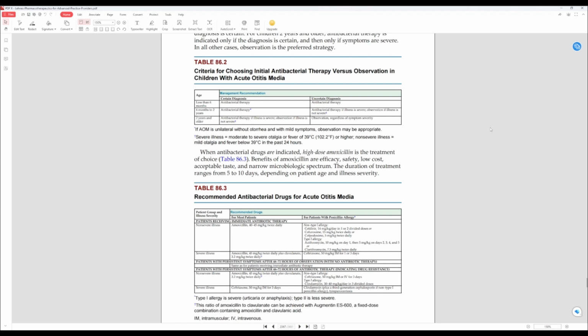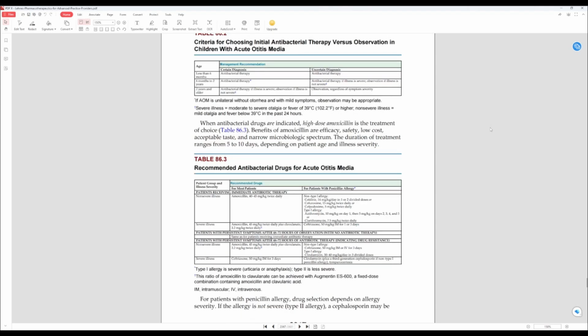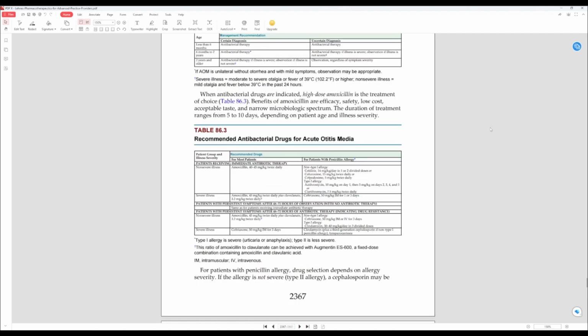When antibacterial drugs are indicated, high-dose amoxicillin is the treatment of choice. Benefits of amoxicillin are efficacy, safety, low cost, acceptable taste, and a narrow microbiologic spectrum. The duration of treatment ranges anywhere between 5 to 10 days, depending on the patient's age and the illness severity. So again, here's another good spot to hit pause because it tells you the recommended antibacterial drugs for acute otitis media.